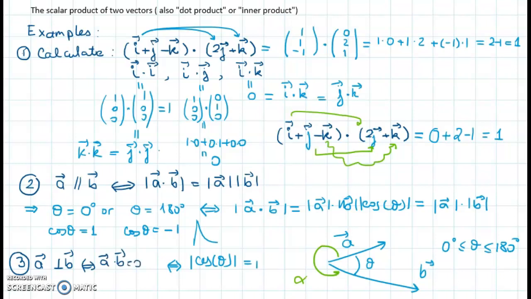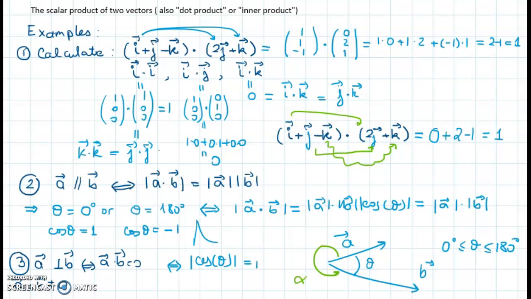This is because if the vectors are perpendicular, then the angle between them is going to be 90 degrees, and that means that the cosine of the angle between them is going to be 0. And going the other direction, if the dot product between the vectors is 0, that means that the cosine has to be 0. This is for non-zero vectors A and B, of course. So that means that the angle between them has to be 90 degrees.